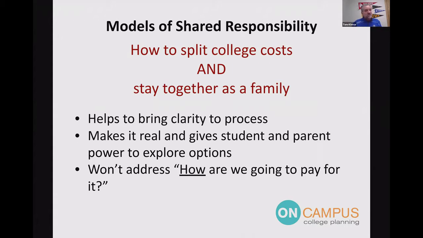What I'm going to try to do today is make this very real and really empower you so that you can explore options and not be kind of looking over each other's shoulder, wondering, who's spending the money, where's it coming from, etc. This is not a video on how to save for college or what's a good cost, or even just the average cost of college.